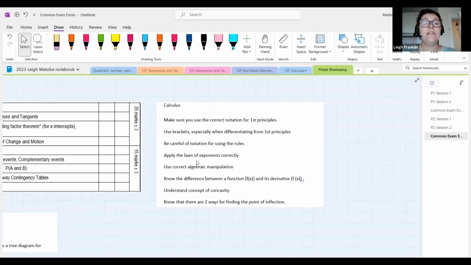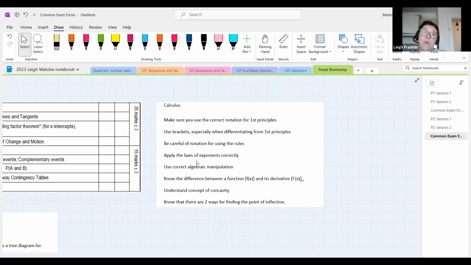So just things to be aware of. Again, it's just common errors that come up. Correct notation for first principles. Use brackets. Be careful of your notation when you're using your rules. So don't write dy over dx if you're not applying your power rule. Apply your laws of exponents correctly. Use the right algebraic manipulation.